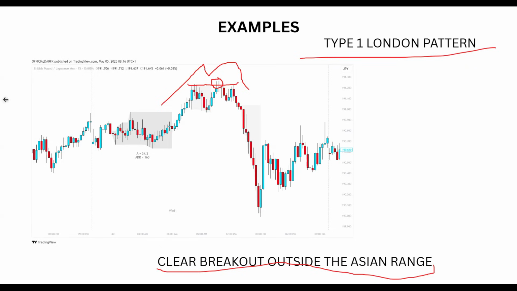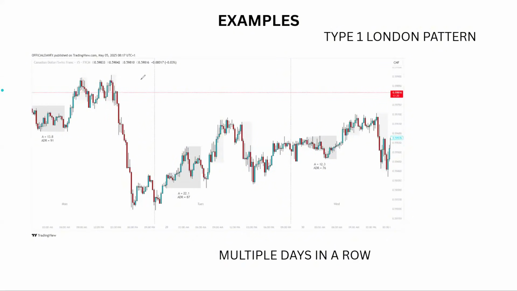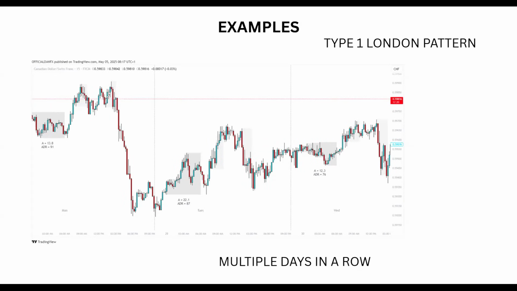Here's another beautiful example. This happened 3 days in a row. This was also last week, on a different currency pair. This was CAD CHF. So you can see we have an M formation here after breaking out of the Asian range, right? They did not break this high.